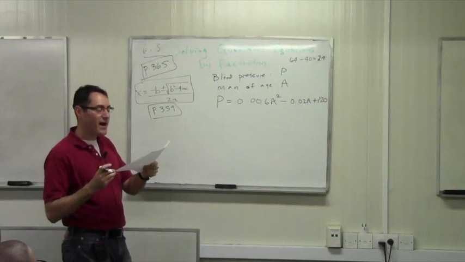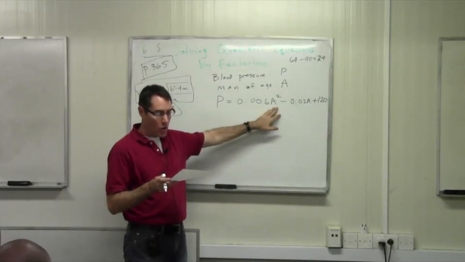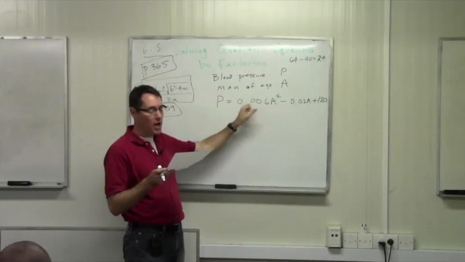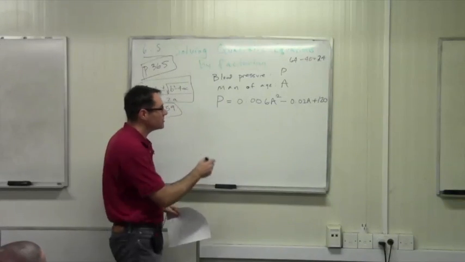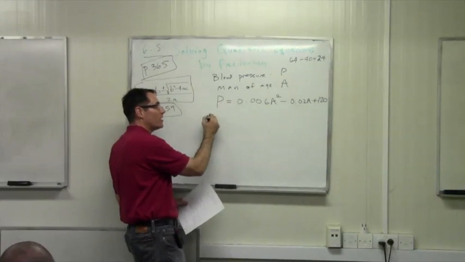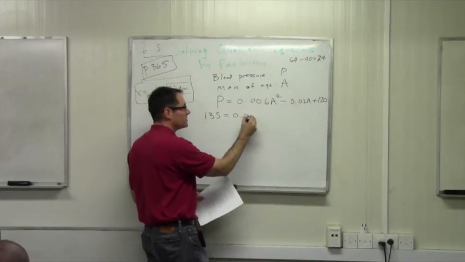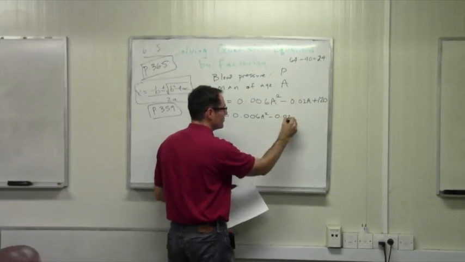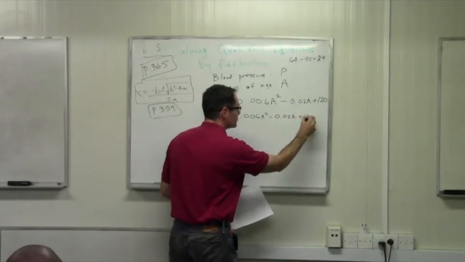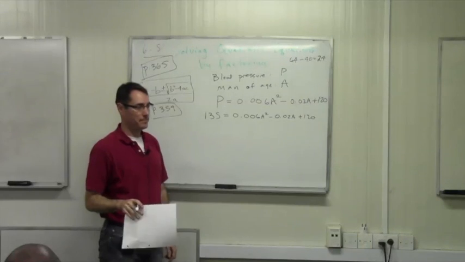Question is, find the age. We're looking for the age where your blood pressure is 135. So what you do is P is 135. So you'd go 135 equals 0.006 A squared minus 0.02 A plus 120. We're trying to solve for A.